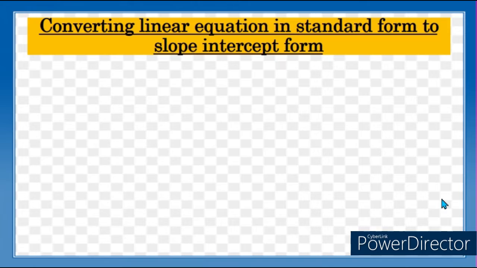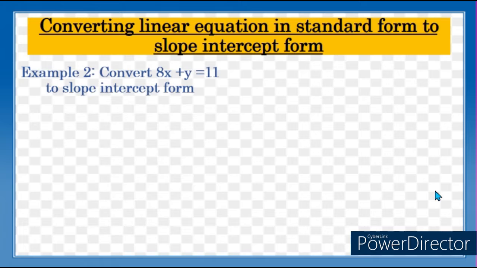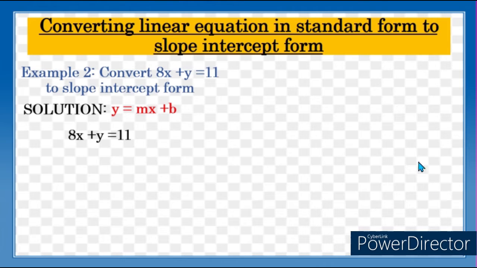Okay, next, let us proceed to example number 2. Let us convert 8x plus y is equal to 11 to slope-intercept form. Okay, I repeat, the slope-intercept form is y is equal to mx plus b. So we have 8x plus y is equal to 11. So lipat po natin sa right side si positive 8x. Kaya magiging equation na po ngayon natin dito ay y is equal to negative 8x plus 11.